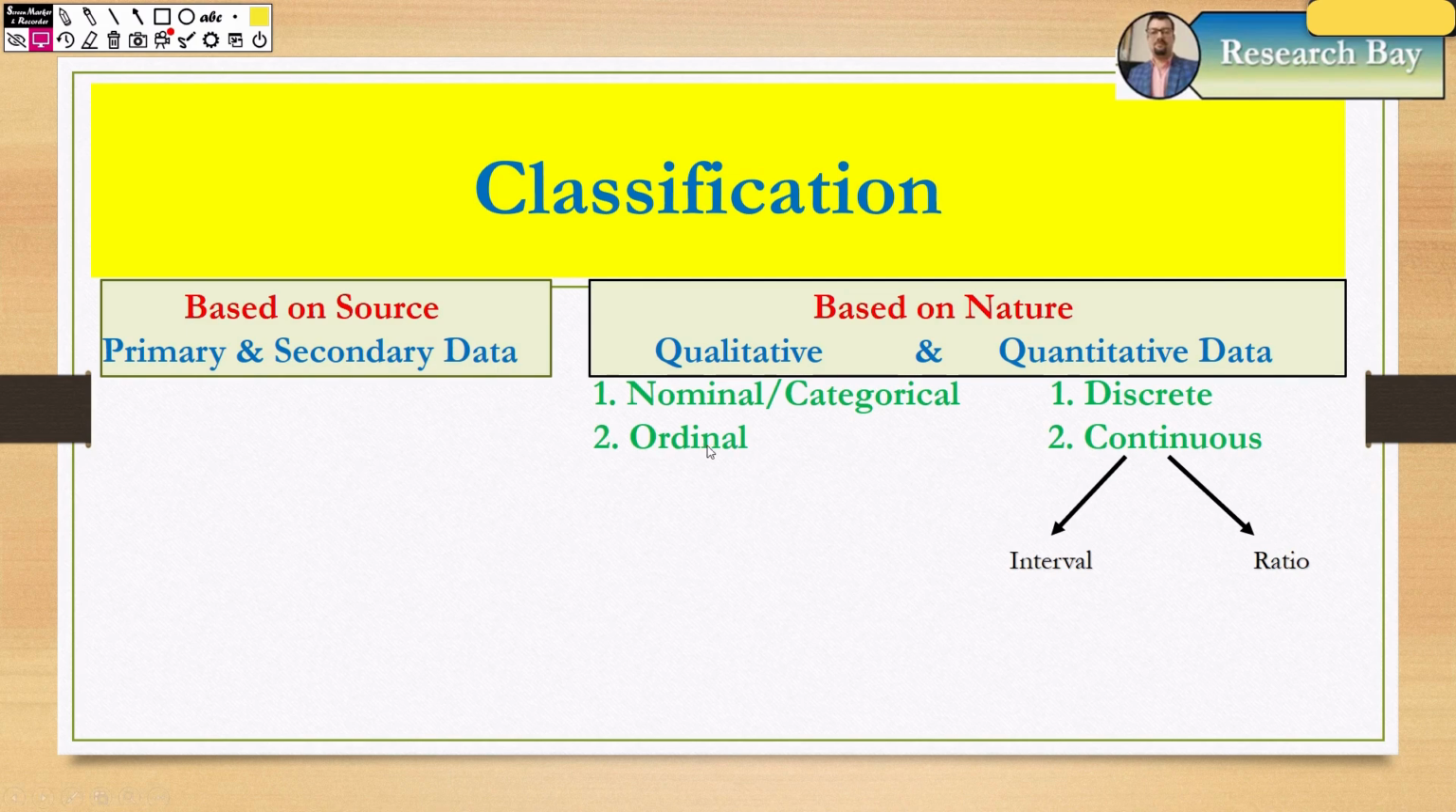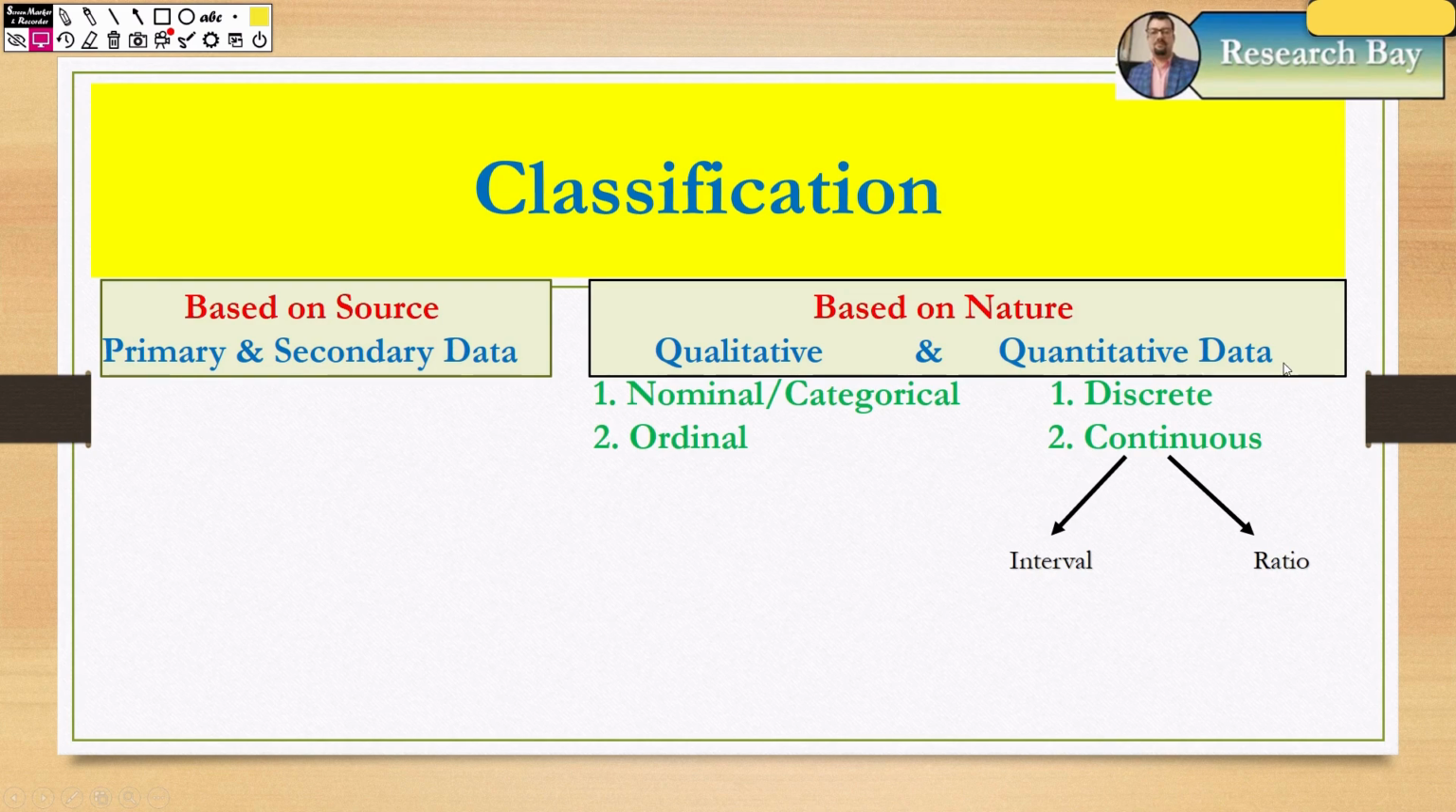Next is ordinal data, which is in a particular order, say the educational level, wherein we can say post graduation is a level ahead of undergraduate. And similarly, we can have income levels. So they are in a particular order. That is known as ordinal data.